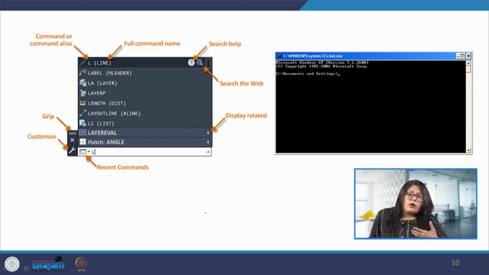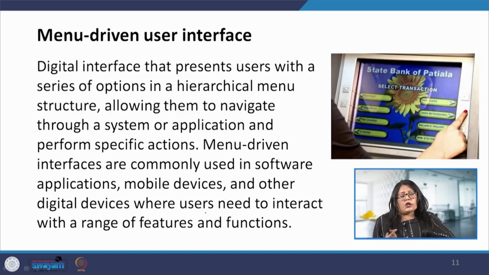So, there are, depending on what function we are performing, command line interfaces actually sometimes more efficient as compared to the other systems. And specifically when we are working on some softwares like AutoCAD or Rhino, the command line input actually gives us a quicker response. Now, the next type of interface is the menu driven user interface.